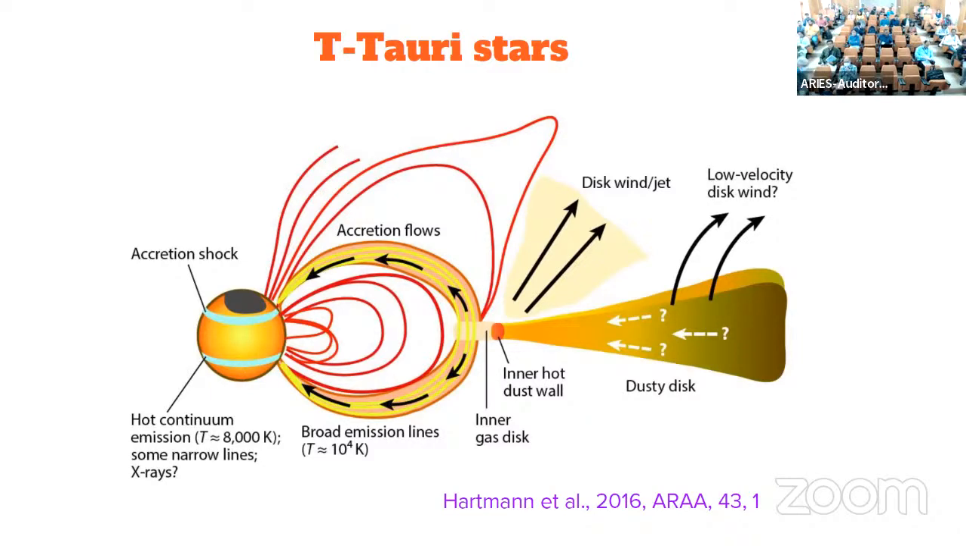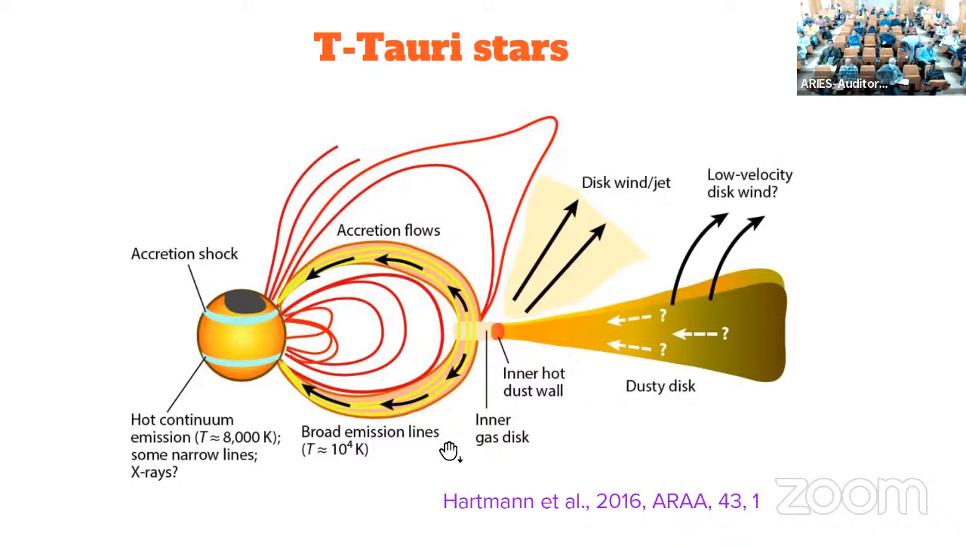Just to add to this explanation, here it is magnetospheric accretion, where the strong magnetic field will produce dark spots on the surface of the star. When the star rotates around its axis, that will give the modulation in the optical light.